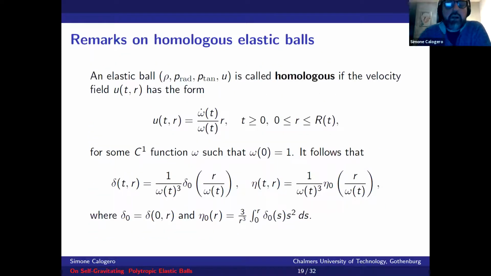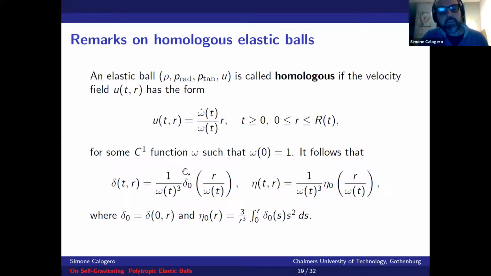So now a remark on the homologous elastic ball. This homologous solution has been discussed already in some talks in this conference, and they are defined by requiring that the velocity field has this particular form, so it separates the dependence on time and r. In general, I think this is somehow the equivalent of the Oppenheimer-Snyder solution for the collapse of a homogeneous ball of dust.